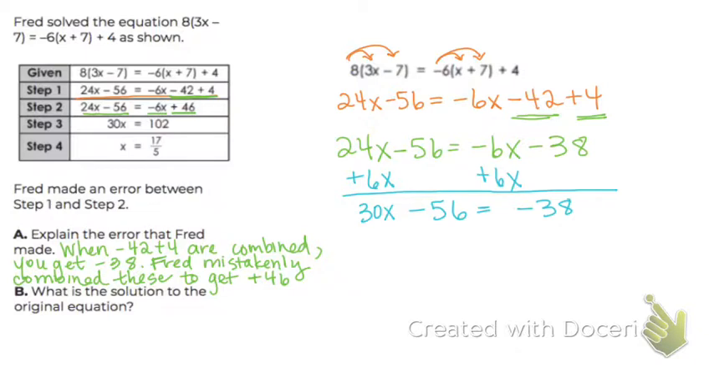Now I'm going to move all my constants over to the right side. So I'm going to add 56 to both sides of the equation. Now I'm going to divide by 30 on both sides, so x is by itself.